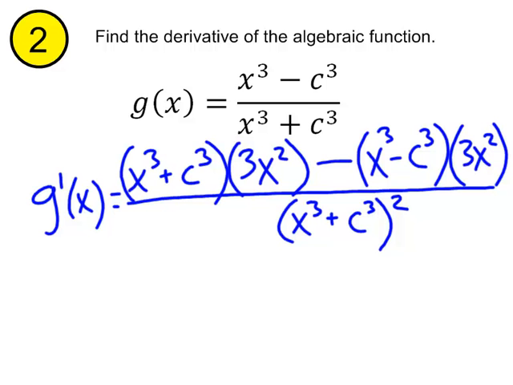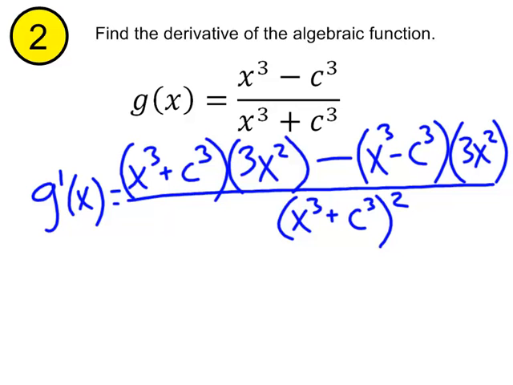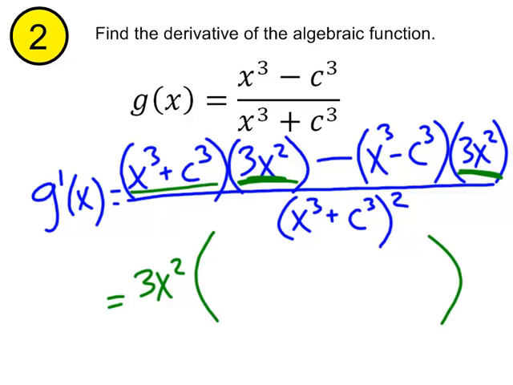Okay, so I could distribute out the top. There are a couple ways I could handle the top, and I'm going to choose the way that I like, although you may have a different way of approaching it. And I encourage you to try your way and see if we get the same answer. I'm going to notice that that 3x squared is something that I can essentially factor out. So let's take 3x squared, and let's put a big set of parentheses here. And inside that big set of parentheses, let's put the x cubed plus c cubed.